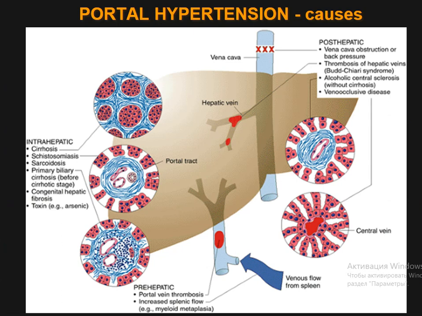When we talk about possible causes of portal hypertension, they could be absolutely different, and we distinguish three types of portal hypertension related with different causative factors. For example, prehepatic portal hypertension is often caused by portal vein thrombosis. Portal vein thrombosis occurs most commonly in the setting of cirrhosis.